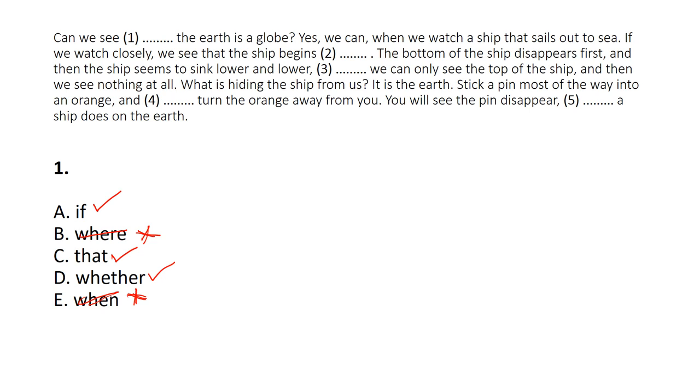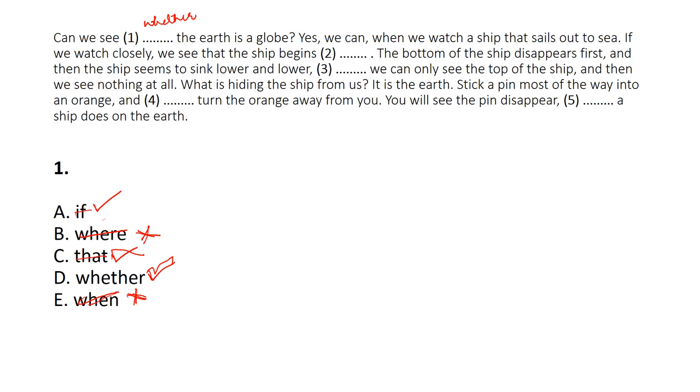So we have "whether," "to disappear." The bottom of the ship disappears first, and then the ship seems to sink lower and lower. Dash, we can only see the top of the ship, and then we see nothing at all. "Since we see the top of the ship" does not make sense. "After we see the top of the ship" also does not make sense. I'll tell you why this doesn't make sense, because when we say then the ship seems to sink lower and lower, after we can only see the top of the ship.